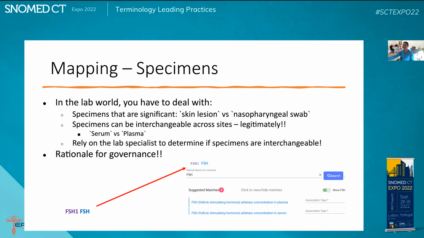By the way, the screenshots that you're seeing are screenshots from a system that we use to do the mapping. In this case, it's saying, hey, there are two ones that are actually possible for FSH. So you can see one is clearly plasma, one is serum. So somebody has to make the determination, right? And that's what that is actually saying. I won't show you the exact mapping process, but you want to make the determination. And the people making the determination will have to be the lab specialists. So this is actually important.